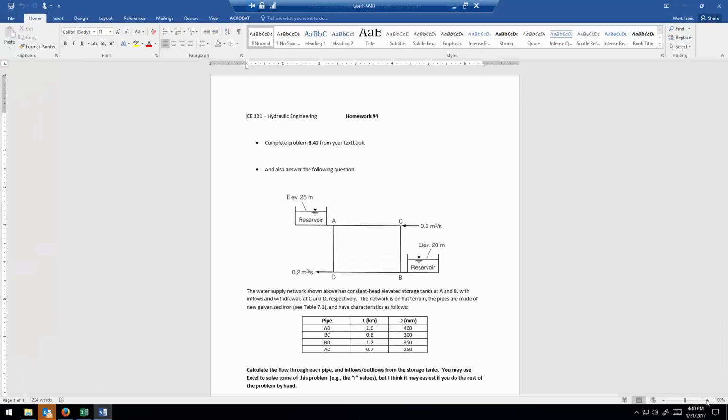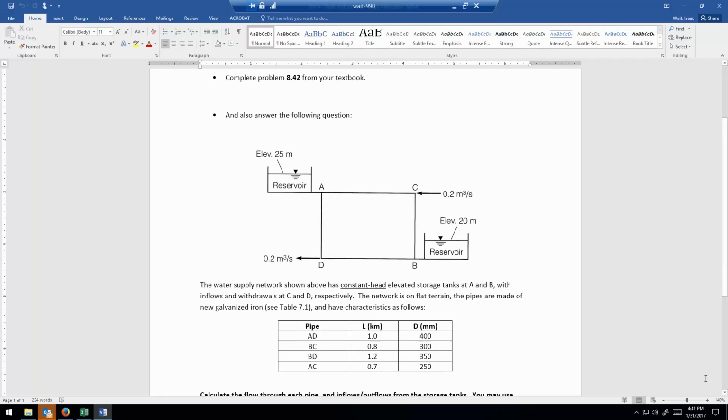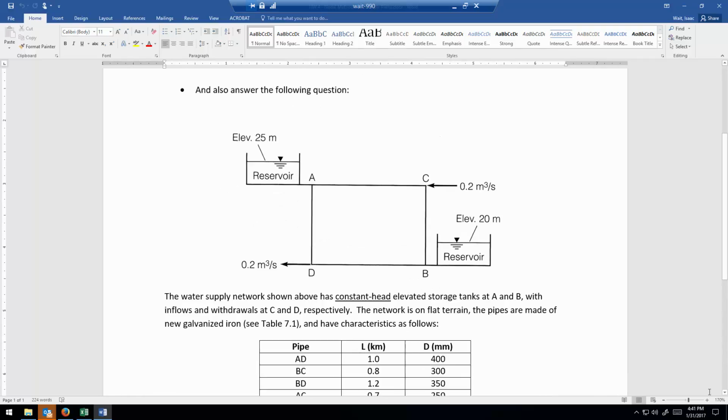Okay, so here's the handout problem. There is a reservoir connected to junction A. Ignore the length of the pipe between junction A and the reservoir. The purpose of this reservoir is just to fix how much energy there is at A. Because that reservoir is directly connected to it, we know the head at A is 25 meters. In the same way, we know the head at B is 20 meters. What we're not sure about, though, is how much water is flowing through each of these pipes.